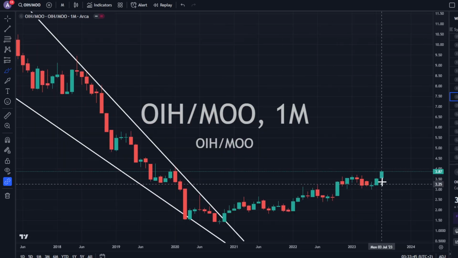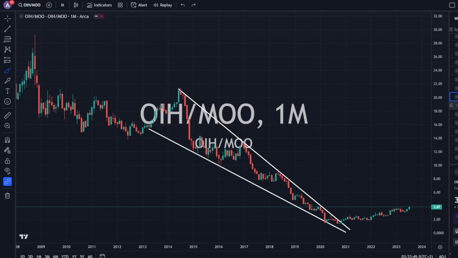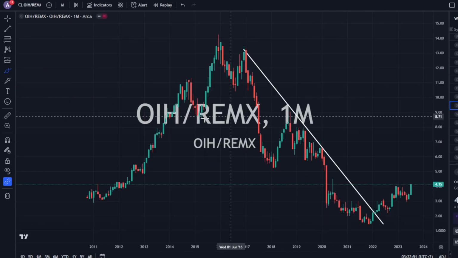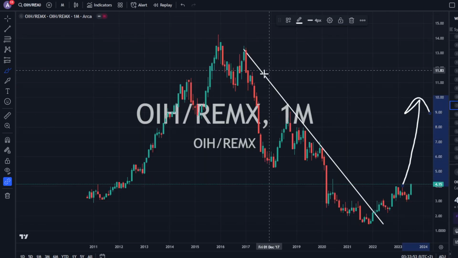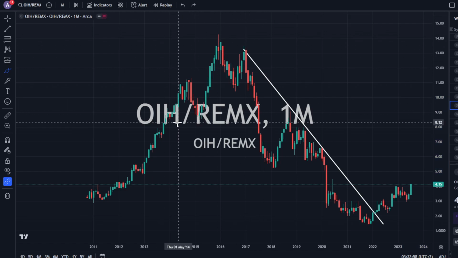OIH versus MU, this looks ridiculous for OIH. So cheap, and it looks so strong that we could move higher in the energy service company OIH. OIH versus REMX. OIH looks fantastic to continue higher, and it's cheap. So that's where I would go. Remember, OIH was also outperforming XOP, and OIH was doing okay against uranium, URNM.